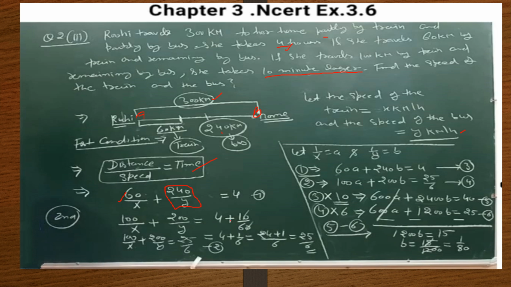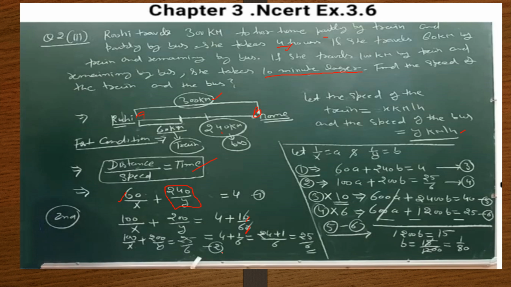Students, look here, 4 plus 10 by 60, because it is 10 minutes longer than the previous time. So it will be 4 plus 10 by 60. I have solved here. Take 4 plus 1 by 6. This 0 and this 0 will be cancelled. It means 1 by 6, with 6 4s are 24 plus 1, is 25 by 6. So the second equation we have is 100 by x plus 200 by y equal to 25 by 6.